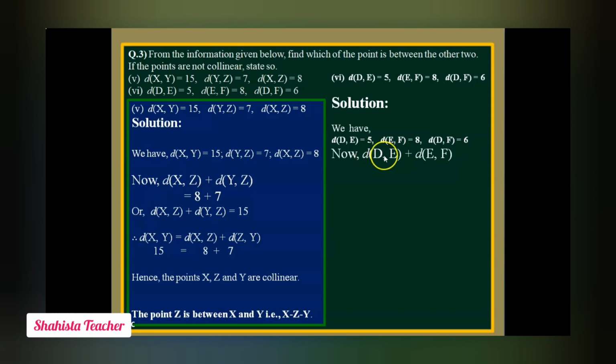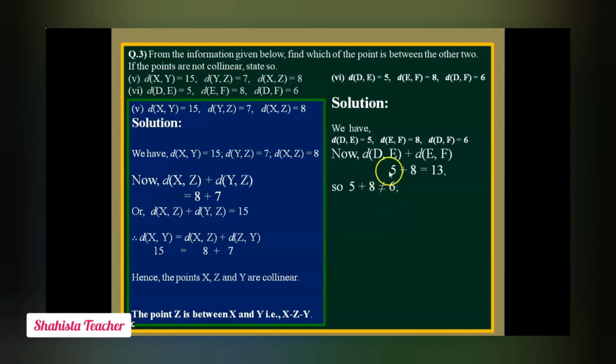Now distance of DE plus distance of EF, 5 plus 8, okay, is equal to 13. But this 13 is not equal with this 6. So here what we will write? 5 plus 8 is not equal to 6.